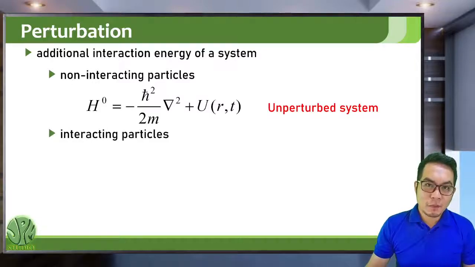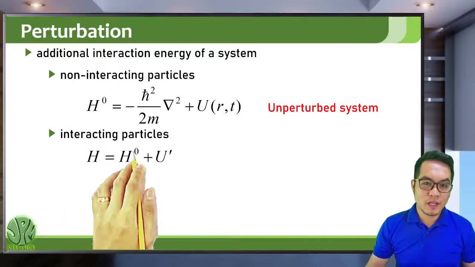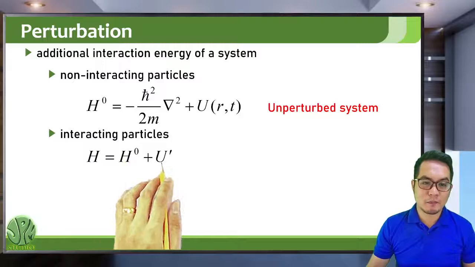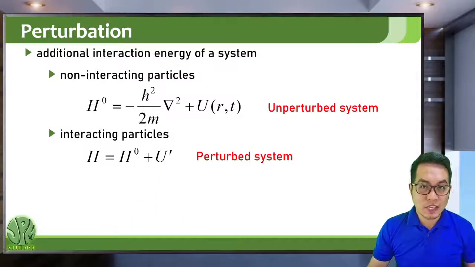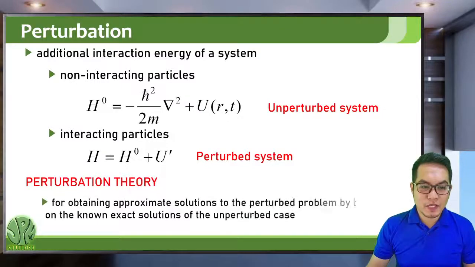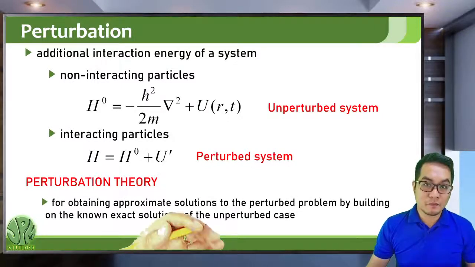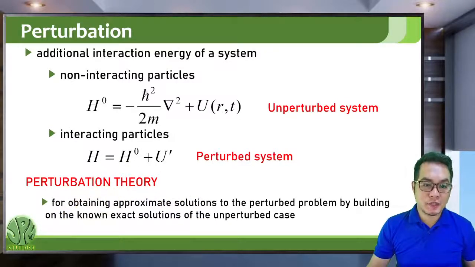Now, if the particles have an interaction, their total energy will now be the original unperturbed Hamiltonian plus the interaction potential energy. And this system is now said to be a perturbed system. So, according to perturbation theory, we can get the new wave functions and the new energy levels using perturbation theory. And basically, it's just an approximation.